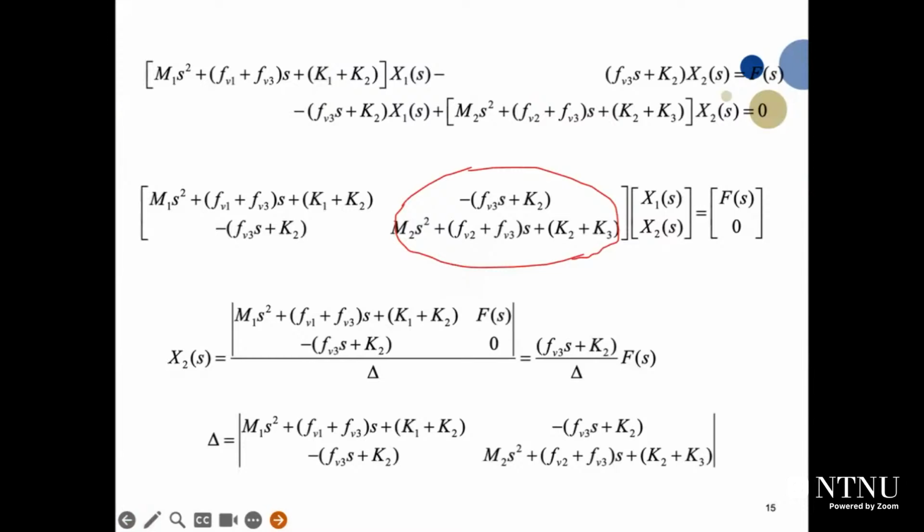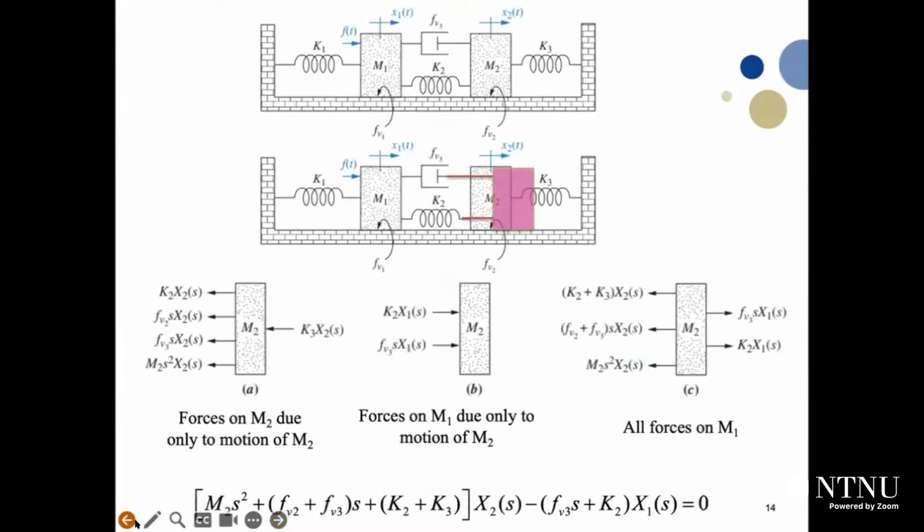We will do the same for M2. For M2, it's the same: we use the superposition theory. We start with the first figure, hold M1 standing still, and find the forces acting on M2 due to the motion of M2. We move M2 to the right-hand side and find the forces acting on it.